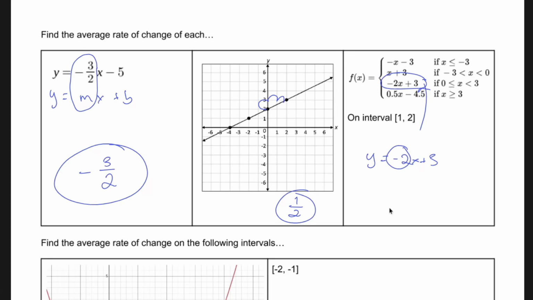Which means my slope is the number in front of x when it's linear and y is all by itself. Therefore, the average rate of change of u is going to be the slope, which is -2.